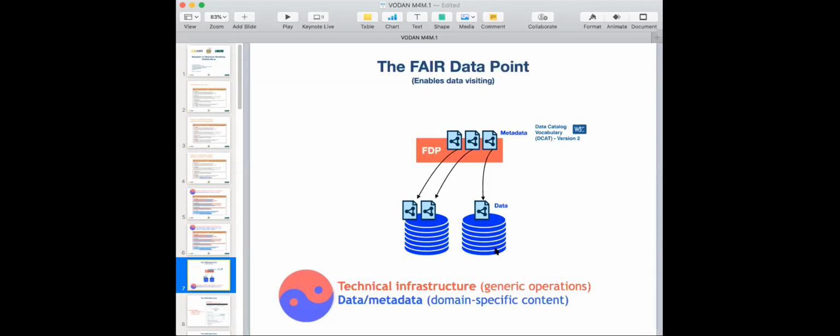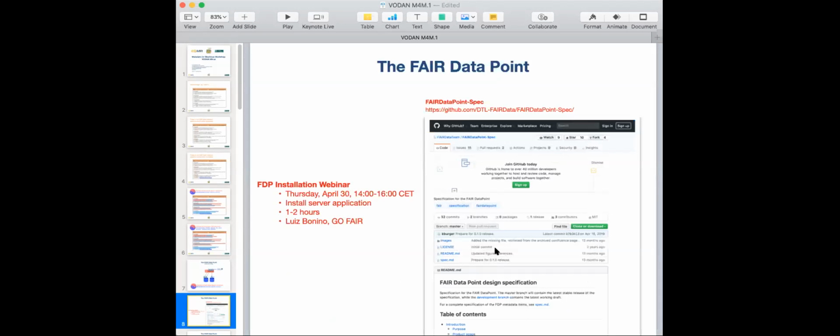Let me take one moment to give you a high-level view of the FAIR data point from a technical point of view. Again, my colleague Luis will introduce this more on Thursday, and I believe some of you will attempt to install a VODAN FAIR data point locally. Then I will spend the rest of the time talking about the blue areas, which are the things relevant for metadata for machine workshops.